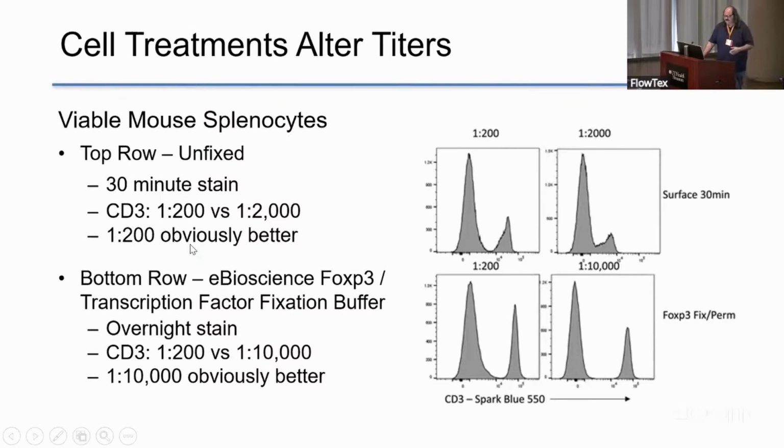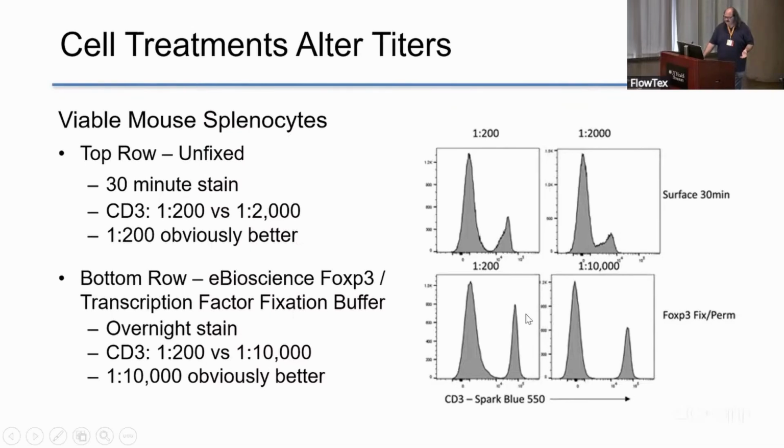Okay. And so, as you can see, using 1 to 200, we see, sorry, one second. I'm sorry, the bottom one is overnight stained and also FOXP3 fixed and permed. I'm sorry, this one was a little bit more complicated. So the top row is unfixed and it's only a 30-minute stain. And of course, we see that the 1 to 200 dilution of the CD3 antibody gave a decent resolution, but the 1 to 2000 does not really have enough signal to separate the two groups very well.